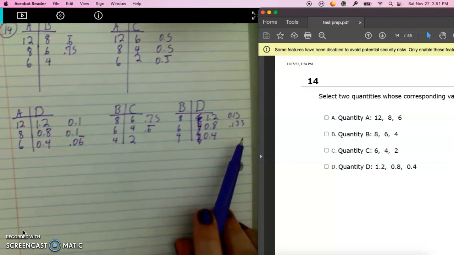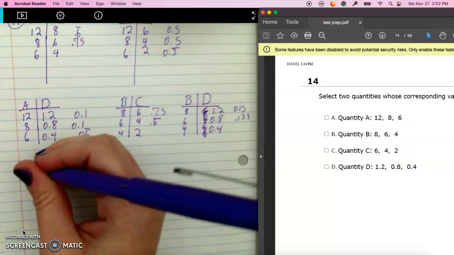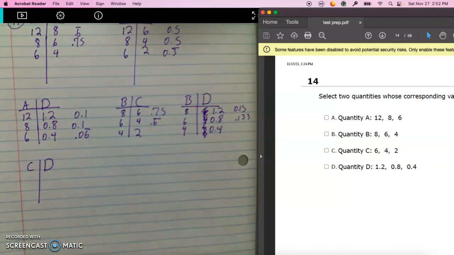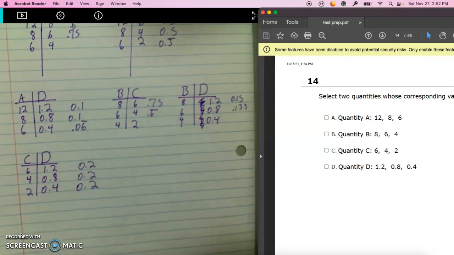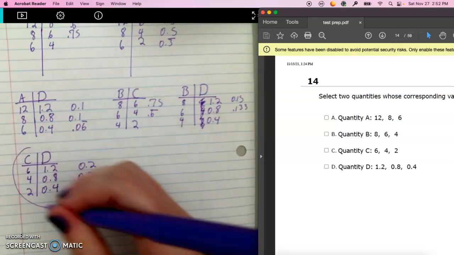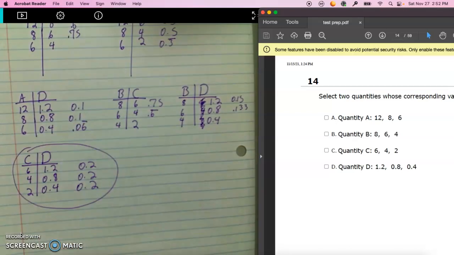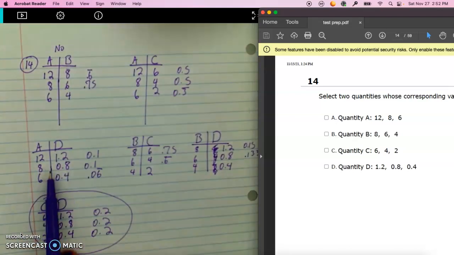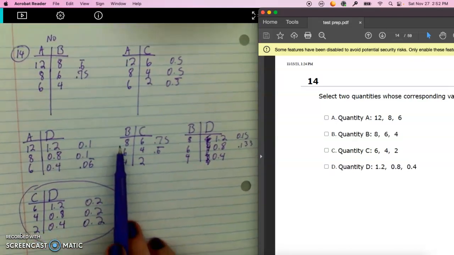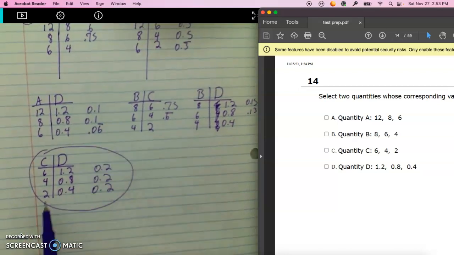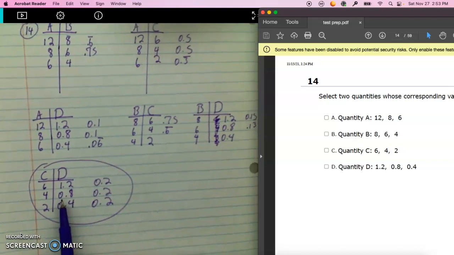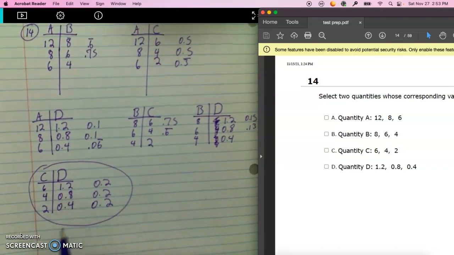Now at this point, I am pretty sure that C and D are proportional, but I'd better double check just to make sure I didn't make any errors. Let's do this. Aha! And lo and behold, it was C and D. That was our final answer. So as you can see, I had to check if A was proportional to anything, if B was proportional to anything, and then if C was proportional to anything. There was a lot of double checking going on, and that's okay. You can do this. This is what I meant by take your time, breathe, and do a good job.